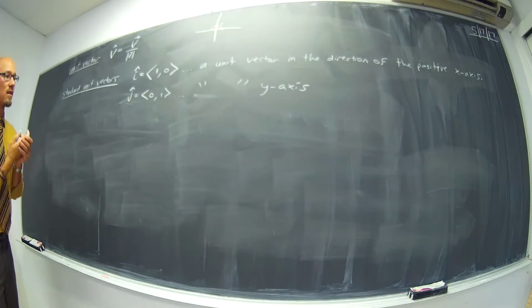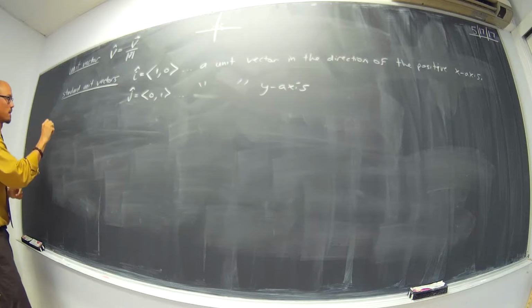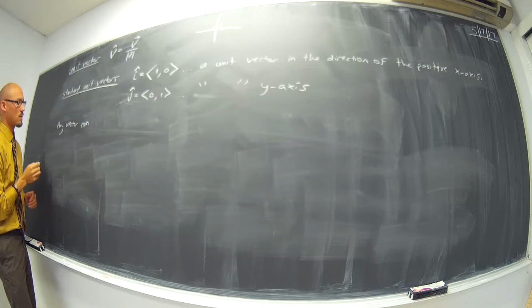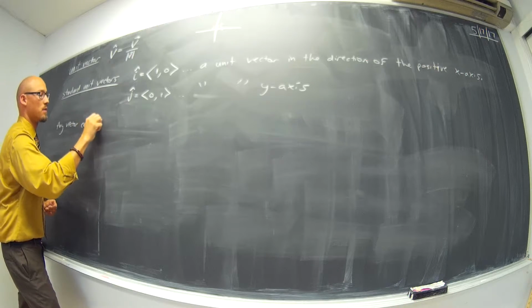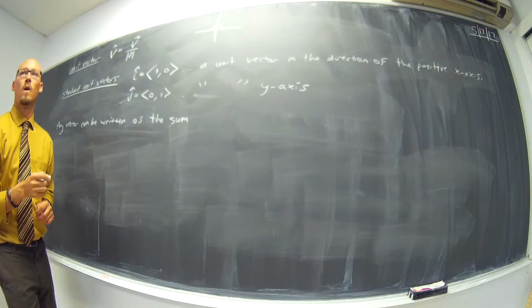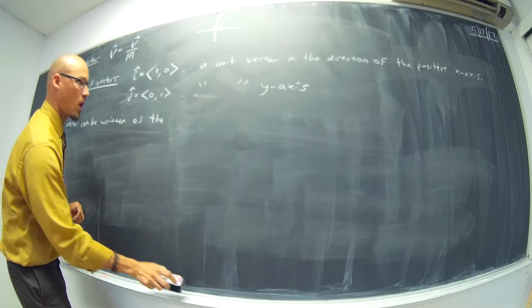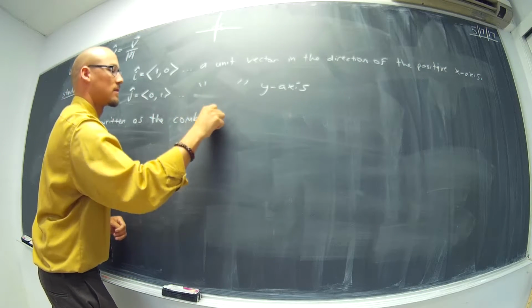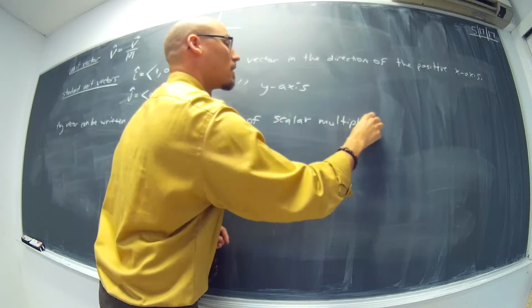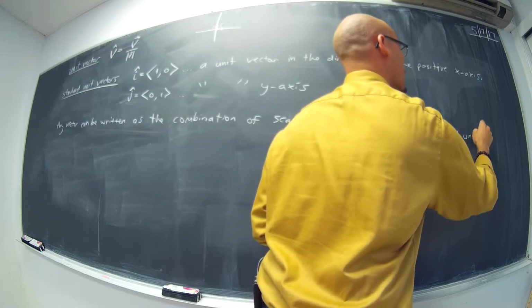Any vector can be written as the combination, because that could be a sum or a difference, as the combination of scalar multiples of the standard unit vectors.